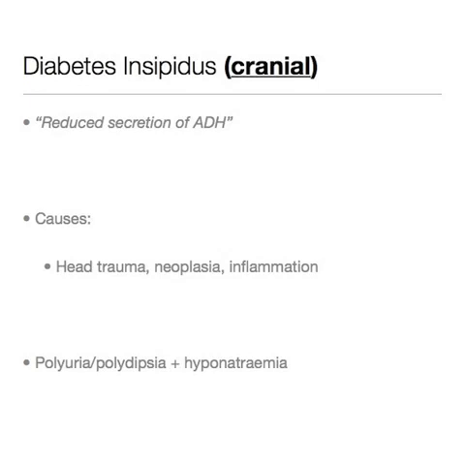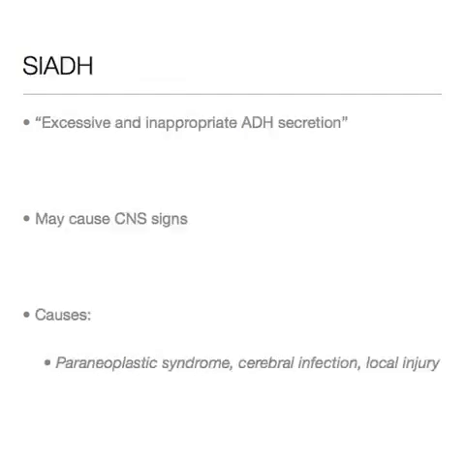There are 2 important posterior syndromes. These are cranial diabetes insipidus, characterized by reduced secretion of ADH in response to dehydration, causing polyuria, thirst, and a normovolemic hyponatremia. Causes include head trauma, neoplasia, and inflammatory disorders.